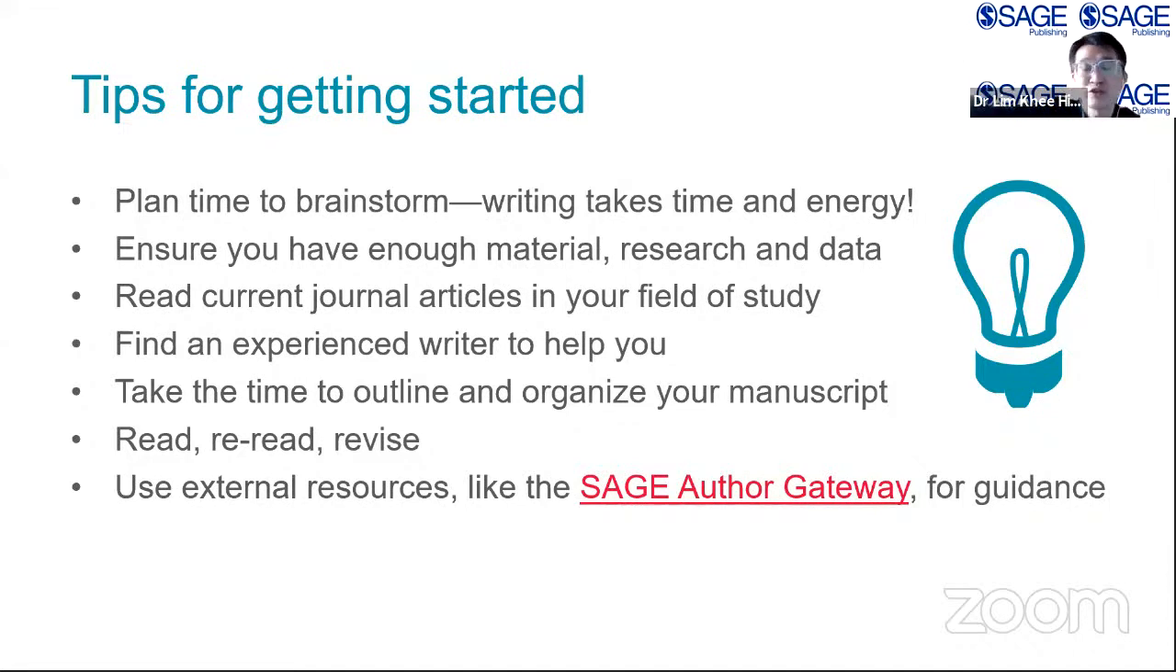So write it down: I have an introduction, then a methodology section, then data collection, then a discussion, then a conclusion, right? Just write down the big sections first, and then put whatever information you have gathered over the years into those sections first. Don't worry about the language first, okay?